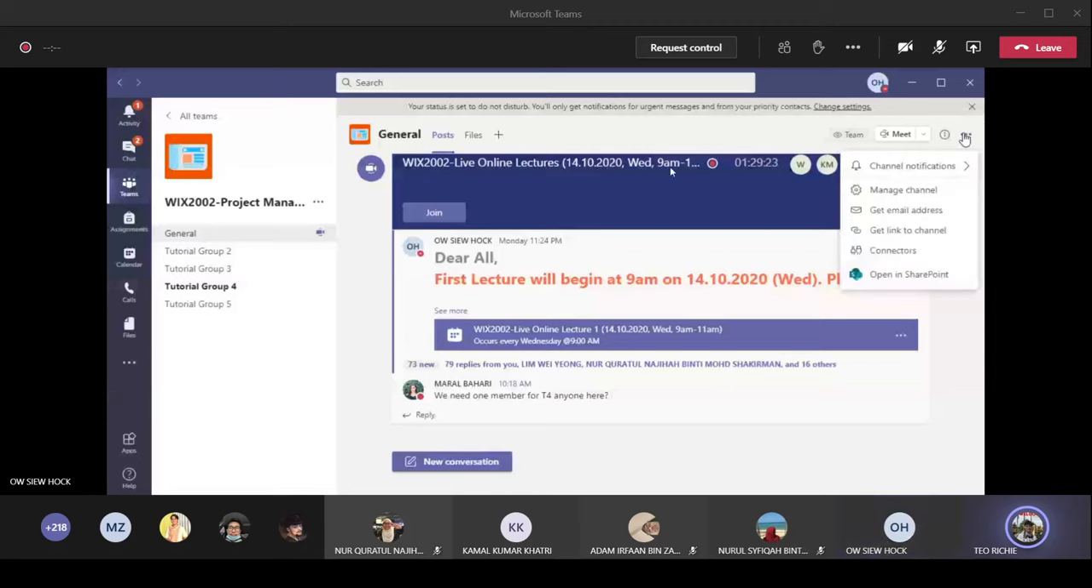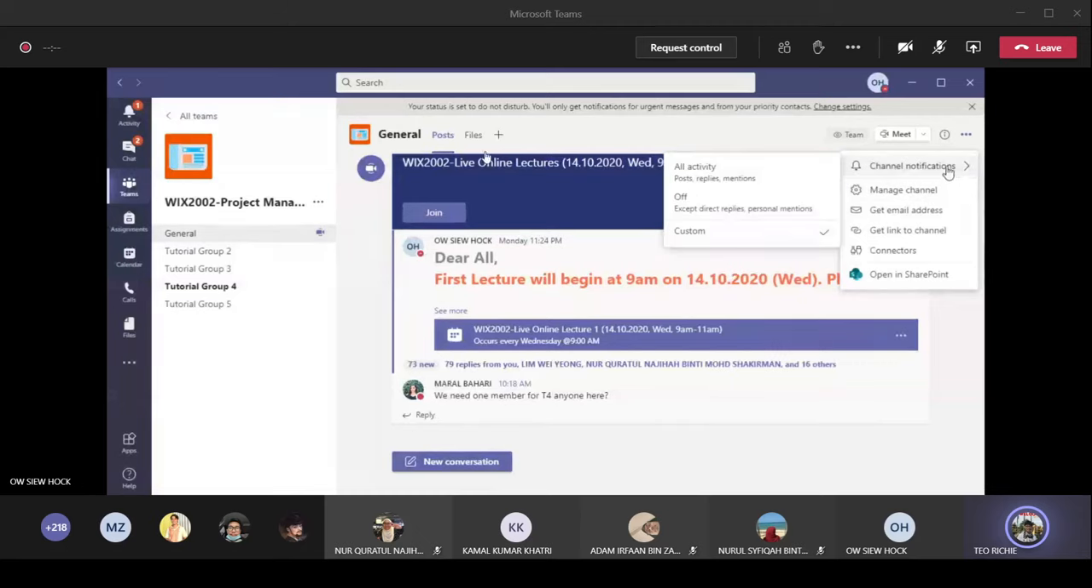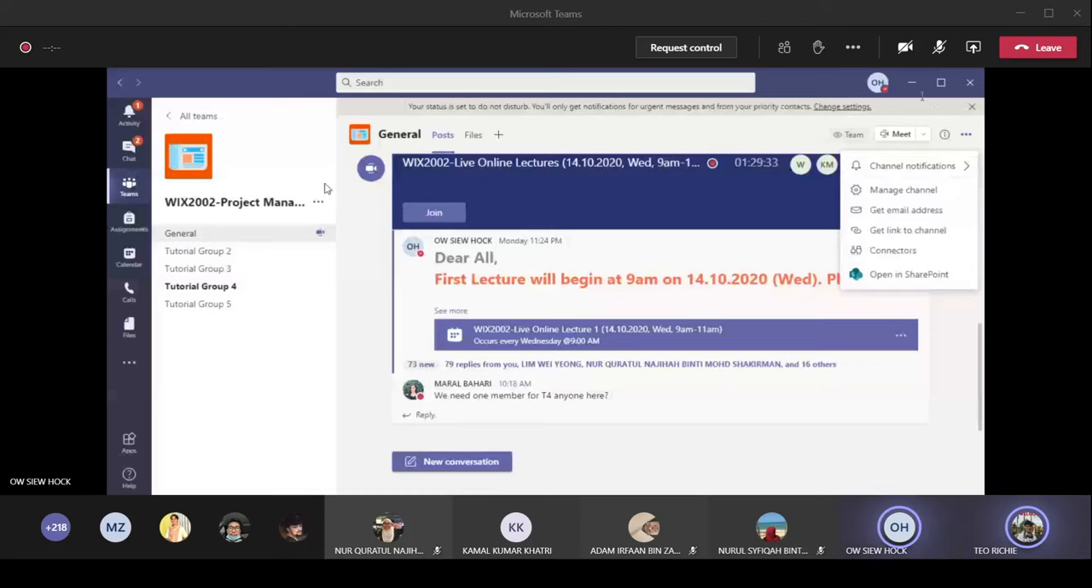Yeah, you go to the general. There's like a button, right? Like beside the project management thing on the left tab. On the left? Okay, this one here.